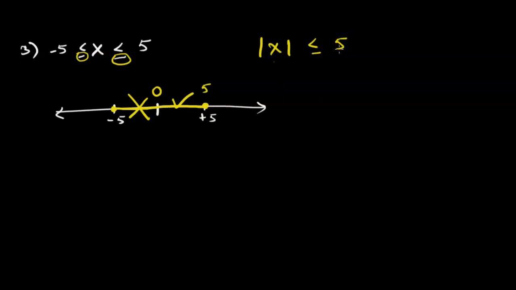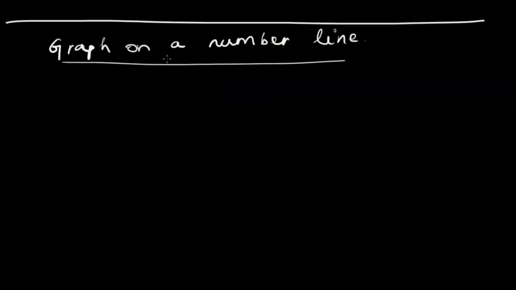If we start at 5, it will go from 5 to 0, or it will go from 0 to 5, because absolute sign function cannot be negative. Therefore, this is how we represent absolute function notation for this type of question. Another type of question that can be asked for absolute functions is graphing on a number line.